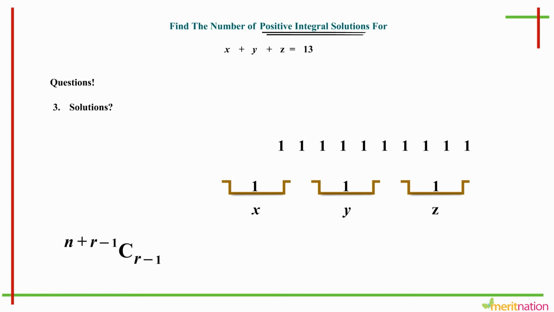Now that our condition of not leaving any boxes empty has been met, we can treat the remaining problem as one where empty boxes are allowed. Only now we need to distribute the remaining 10 ones into 3 boxes. We can use the formula n plus r minus 1 C r minus 1, where n is 10 and r is 3. This gives us the number of solutions as 10 plus 3 minus 1 C 3 minus 1, or 12 C 2. Note that this is the exact same answer as when we use the formula for when empty boxes are not allowed.